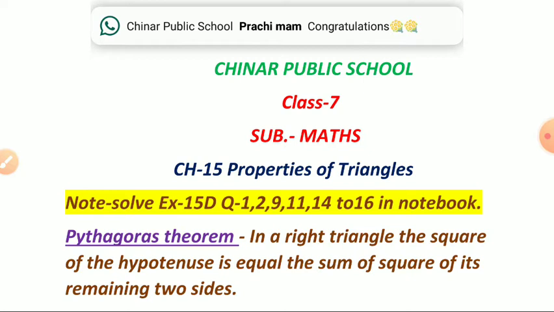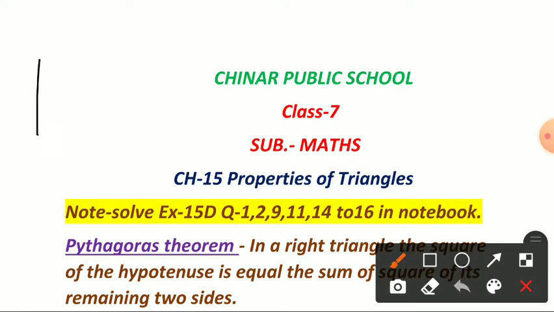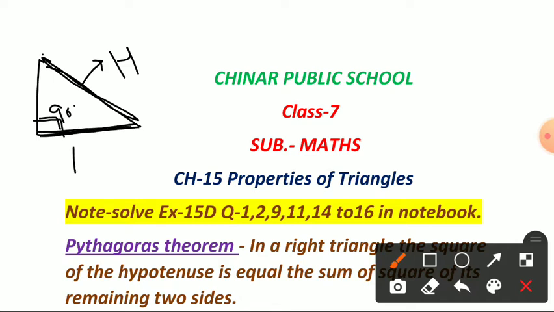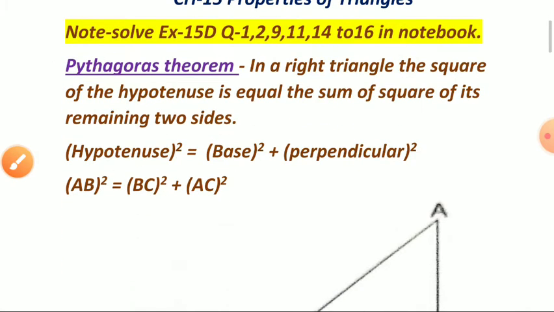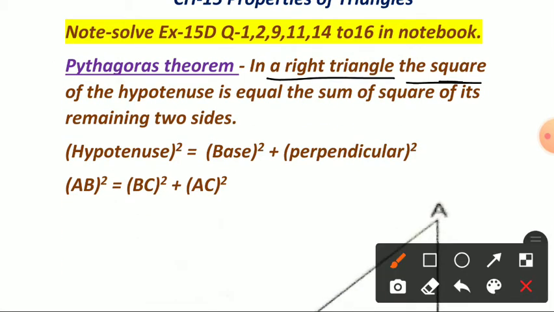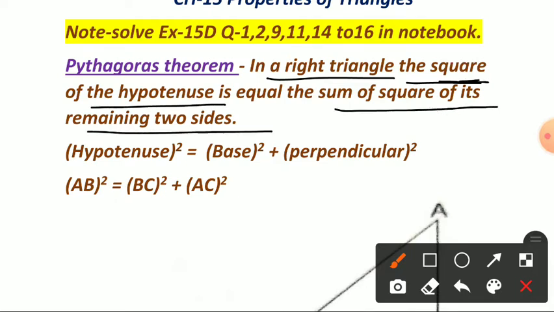So suppose I am making a right angle triangle in this way. The side which is in front of the right angle is known as hypotenuse, this bottom side is known as base, and this side is known as perpendicular. So he had given the relation among all these three, and what is that? In a right triangle, the square of the hypotenuse is equal to the sum of squares of the remaining two sides.